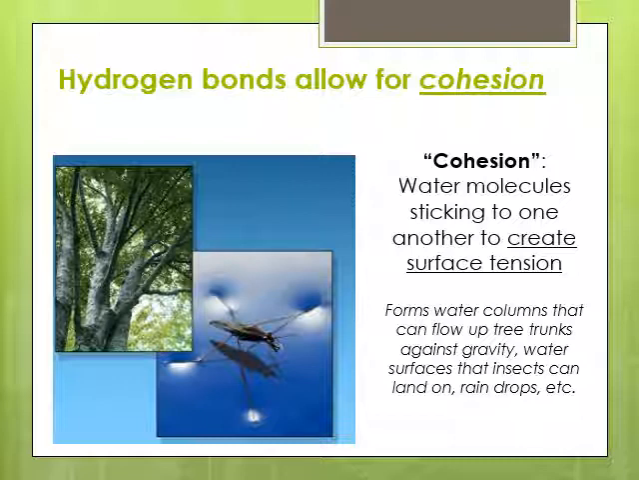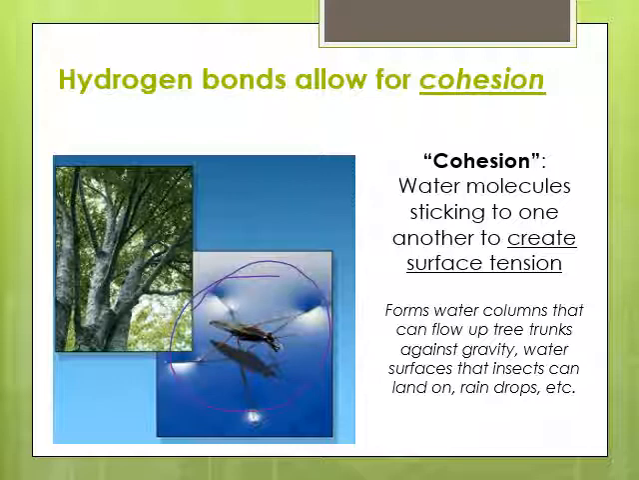You have water surfaces. I don't know if you guys have ever seen something like this, like different insects or even mosquitoes can lay their eggs on the surface of water, and that's because of surface tension, which is created by cohesion. So that's because water is sticking together essentially. So you have these things that can kind of essentially walk or land on water. Even when you see raindrops, you can see raindrops on water, right? You can see it kind of sticking there.